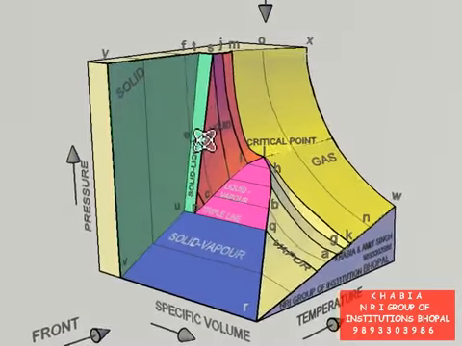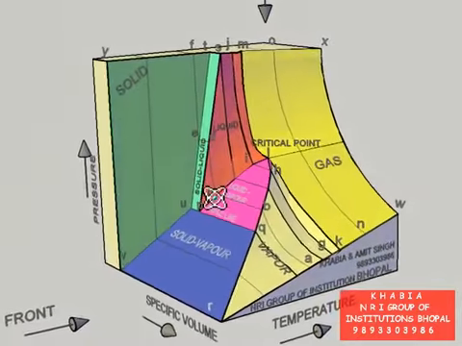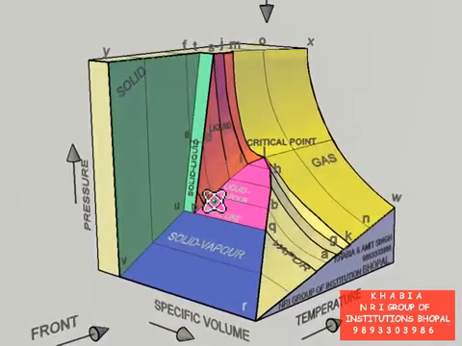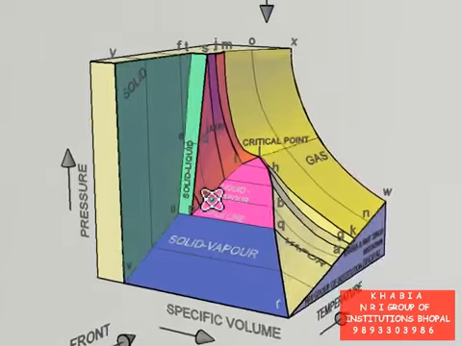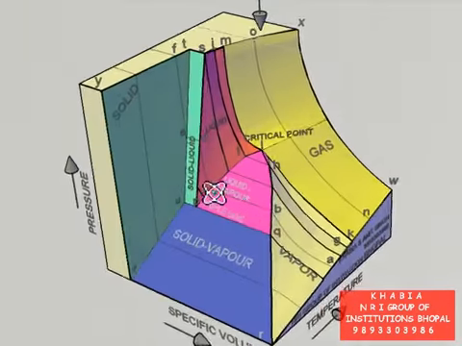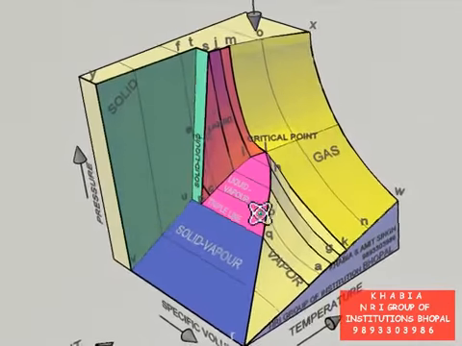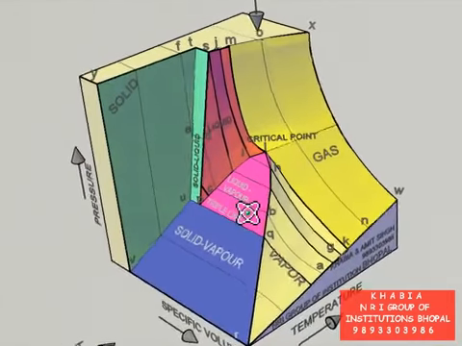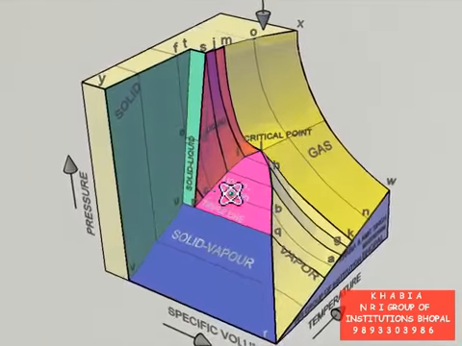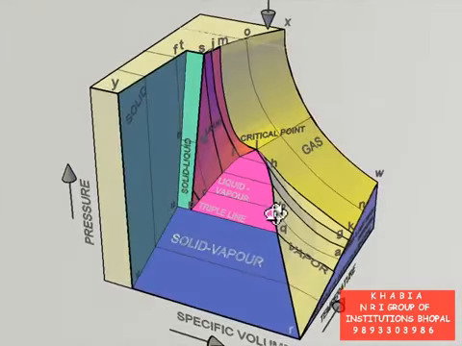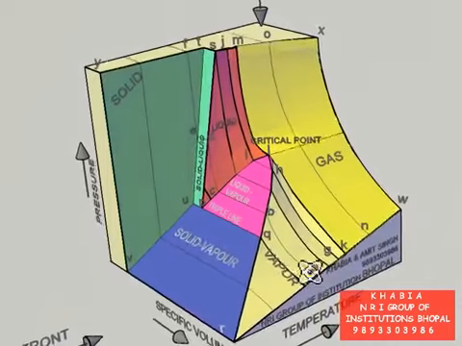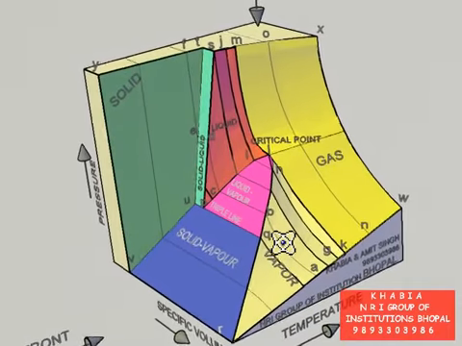On further decrease of pressure, there is very little increase in specific volume until state C is reached. CB is constant temperature, constant pressure vaporization process in which change of phase from liquid to vapor takes place. BA represents superheated vapor region.